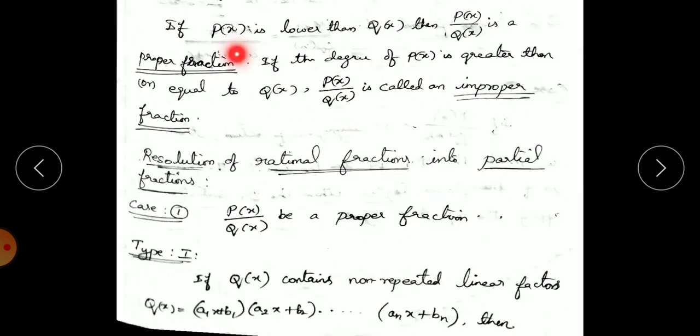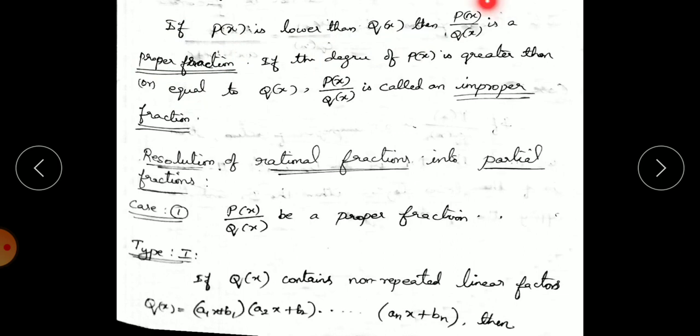Now we are going to see one expression, that is, p of x by q of x is called the rational function, where p of x and q of x are polynomials in x. So p of x by q of x is a rational function we are defining. It is in the division format, where p of x and q of x are polynomials in x. If the degree of p of x is lower than the degree of q of x, then it is a proper fraction.